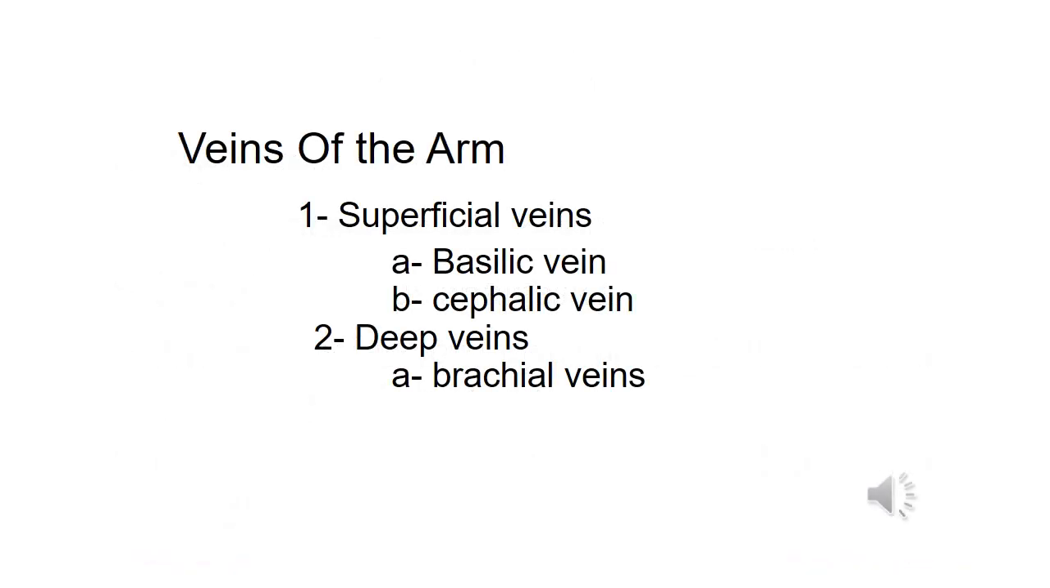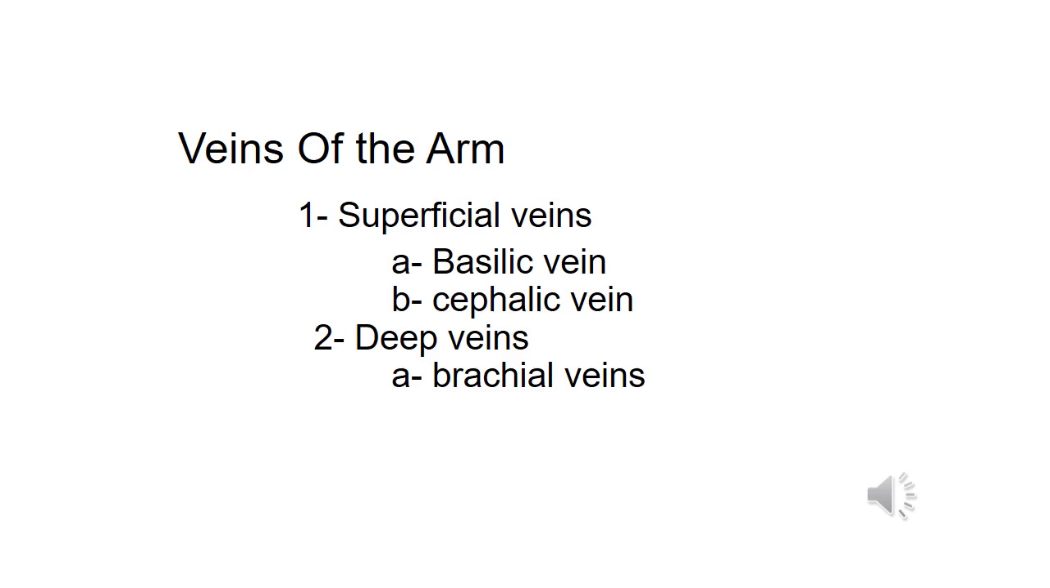Now let us talk about the veins of the arm. There are two sets of veins in the arm. These are the superficial veins and the deep veins. The superficial veins are those that travel in the subcutaneous tissue, and the deep veins are those which accompany the arteries of the arm. Both sets of veins have valves, but they are more numerous in the deep veins than in the superficial veins.